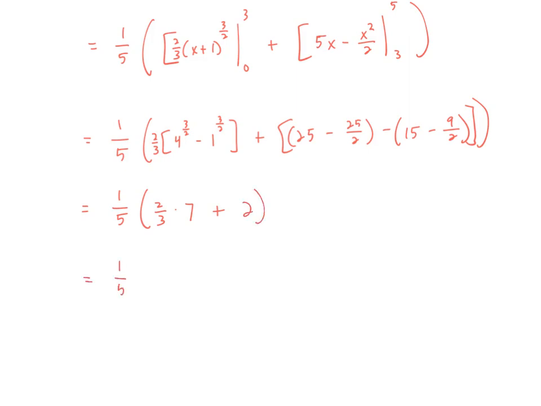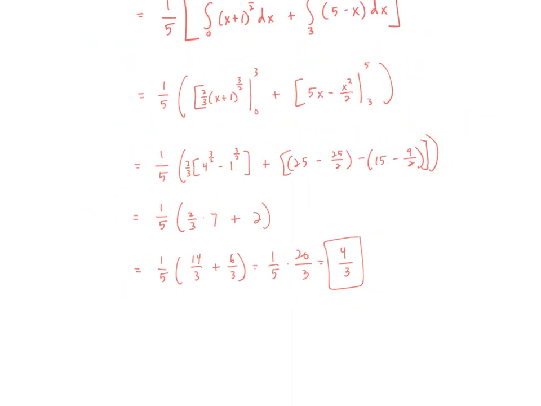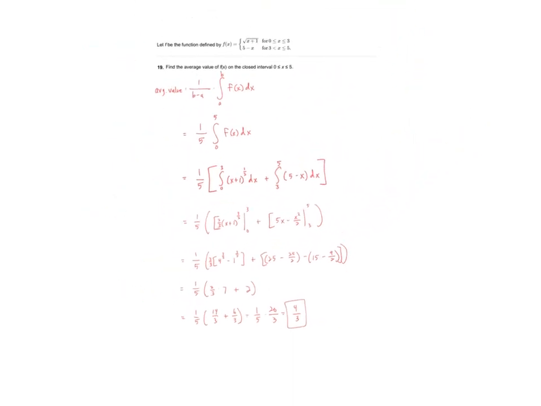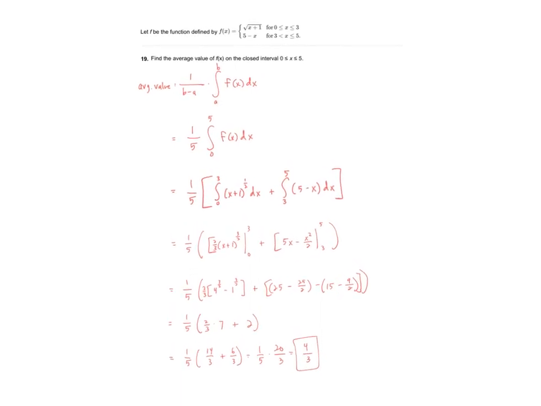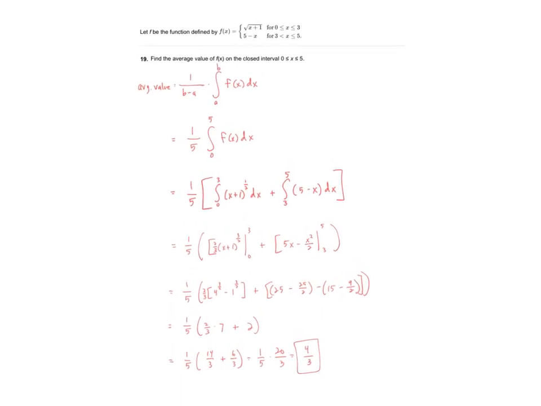Okay, so that's 1/5 times 14 over 3 plus 2, which is 6 over 3, so 20 over 3, and then 4 over 3. Okay, so that's simplified a lot. That's the average value of this function on that interval. And that's everything.